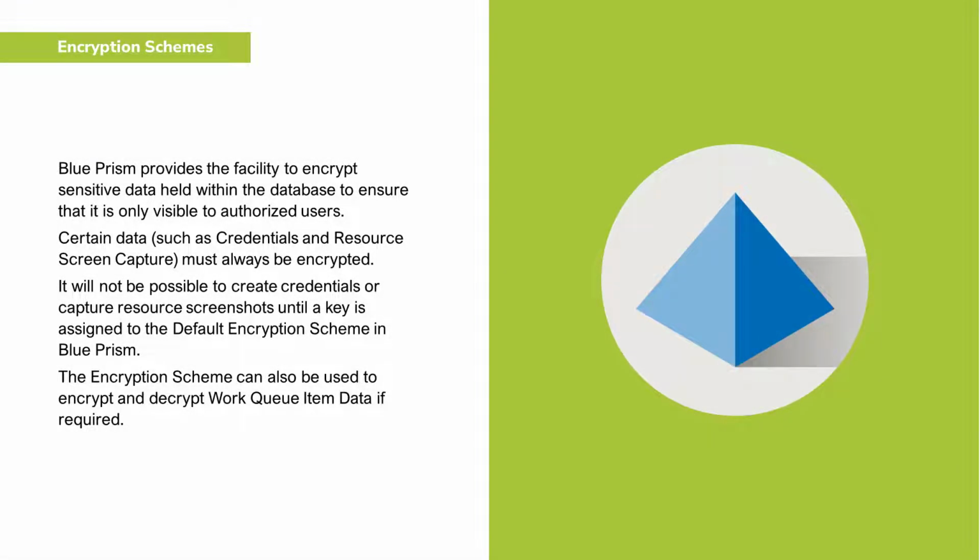Blue Prism provides the facility to encrypt sensitive data held within the database to ensure that it is only visible to authorized users. Certain data, such as credentials and resource screen capture, must always be encrypted. It will not be possible to create credentials or capture resource screenshots until a key is assigned to the default encryption scheme in Blue Prism. The encryption scheme can also be used to encrypt and decrypt work queue data if required.